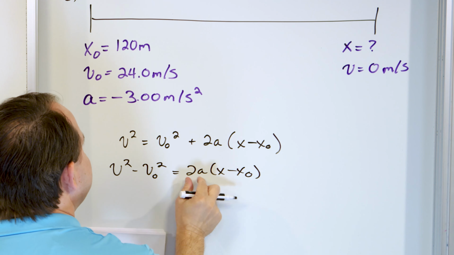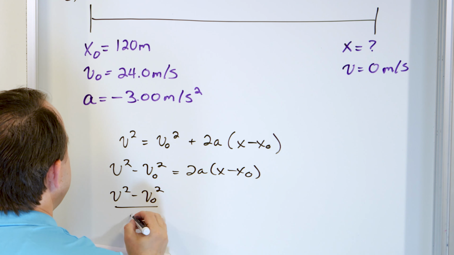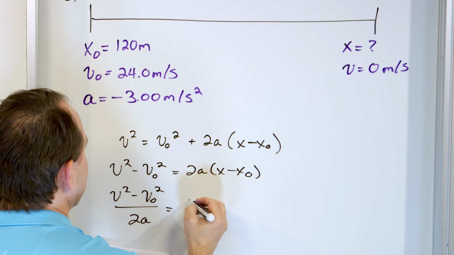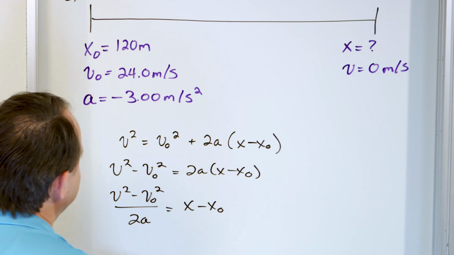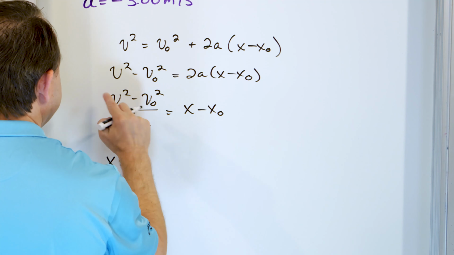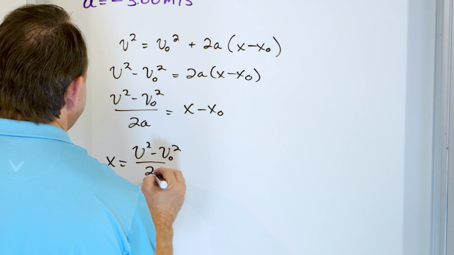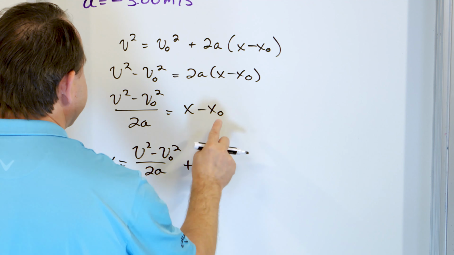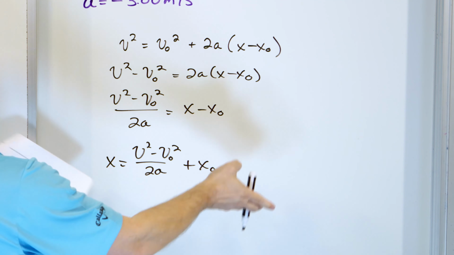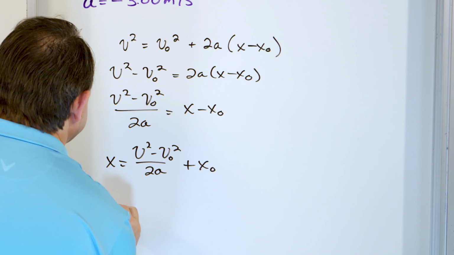Now I'm going to divide by the 2a, so I have v squared minus v naught squared, and I'm going to divide by 2 times a, and on the right, that's going to go away. x minus x naught is all I have. And so finally, I'm going to solve for x. I'm going to say x is equal to all this junk, v squared minus v naught squared over 2a, and I'm going to add x naught to it. So I'm going to add x naught to both sides, and I'm going to flip it around like this. So now I can put everything in.